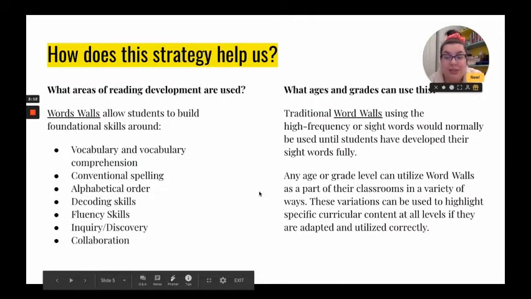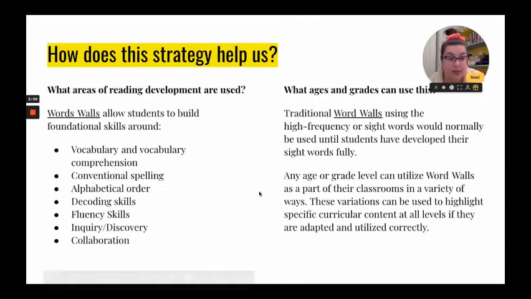So how does this strategy help us as teachers? I've broken this down into two areas. The first, what areas of reading development are used? Word walls allow students to build foundational skills around vocabulary and vocabulary comprehension, conventional spelling, alphabetical order, decoding skills, fluency skills, inquiry and discovery, and collaboration.